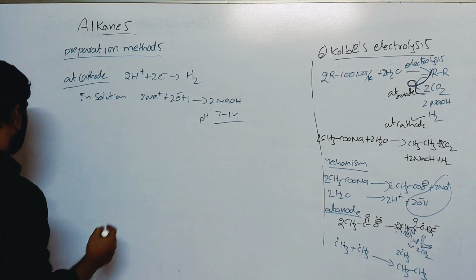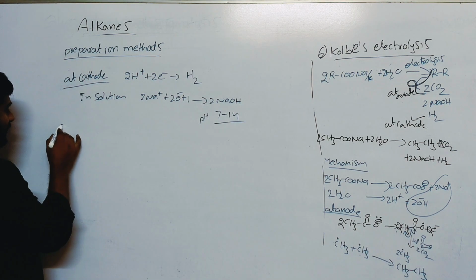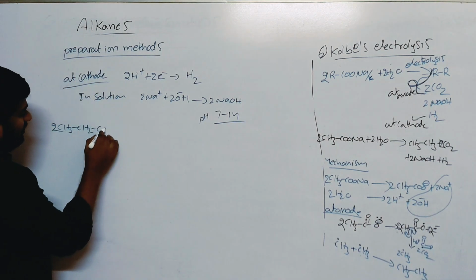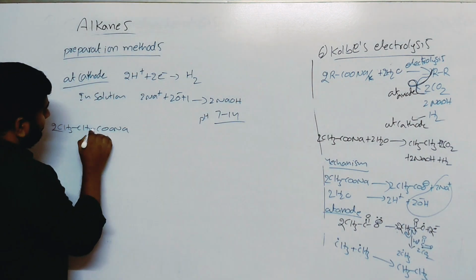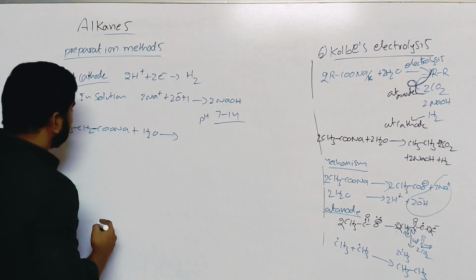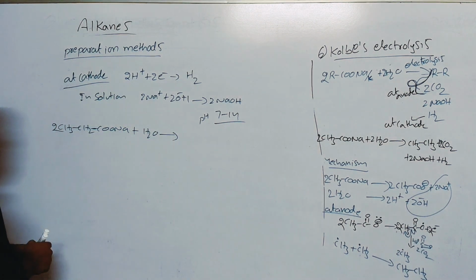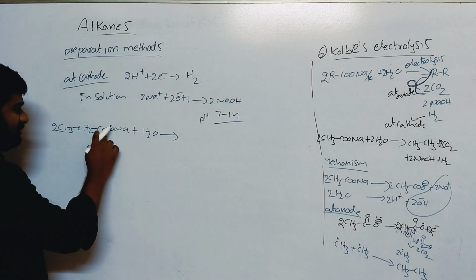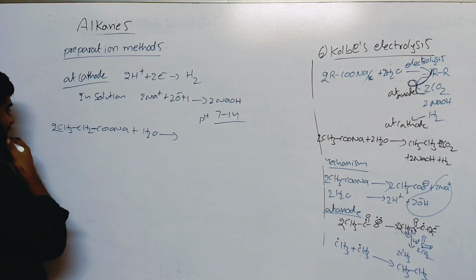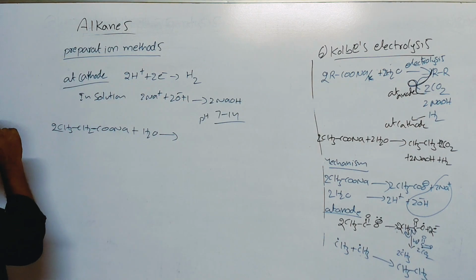Very, very important question. Next, if you take one example, CH3CH2COONa, on electrolysis, what is the product? Here the COO part is removed as CO2. This radical we are getting has one carbon less.